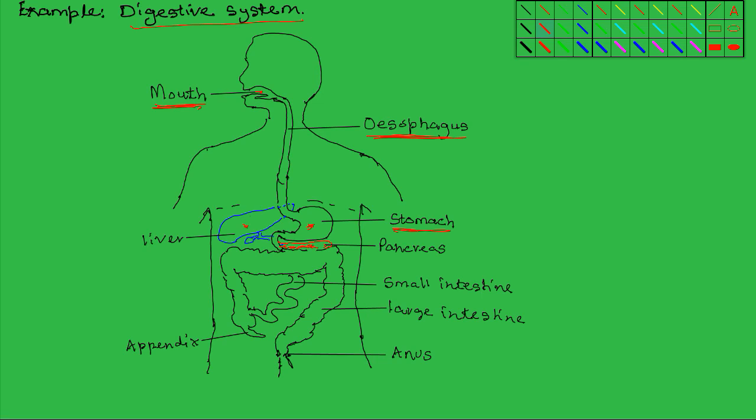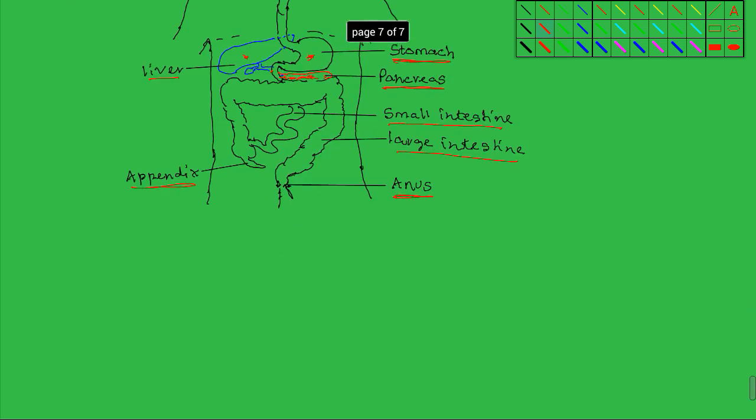The liver, though not part of the alimentary canal, is part of the digestive system because it produces some substances that play an important role in digestion. So you have the liver as part of the digestive system. The pancreas is also part of the digestive system. The small intestine, large intestine, the appendix, and the anus. Each of these organs is in turn made up of tissues, and each organ carries out a specific function that contributes to the digestion process of the organism.